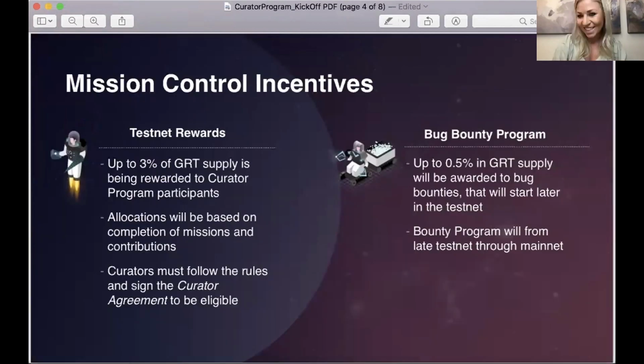So these are the incentives. The Graph is allocating up to 3% of our total GRT supply, which is very significant. That's millions of dollars, millions of fiat dollars that we're allocating to you for your contribution during this phase. And we'll have a bug bounty program that is separate from the testnet curation. So if you are technical and able to identify vulnerabilities, that will be rewarded.